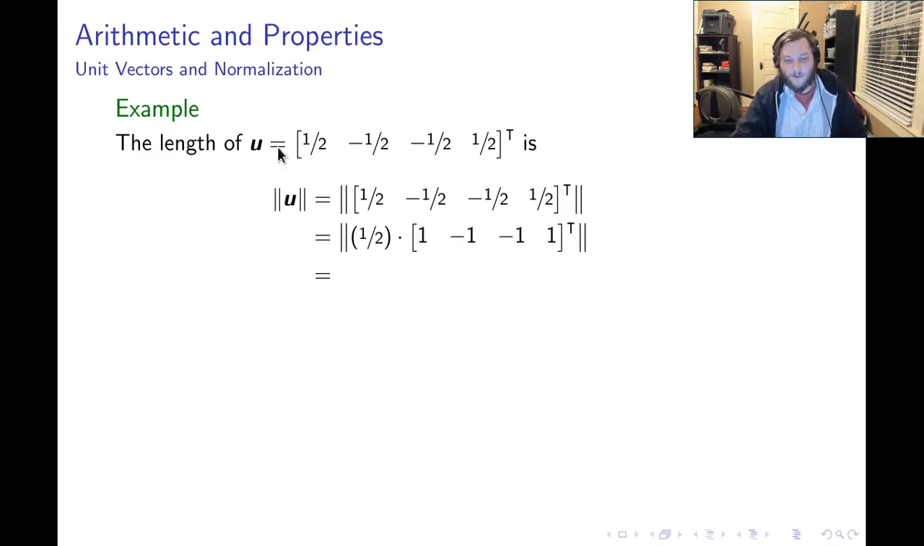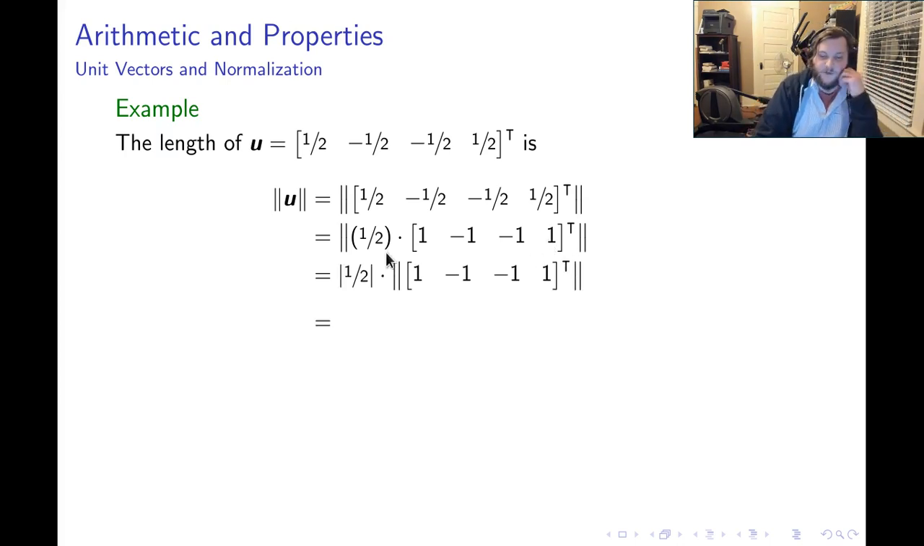So instead, what I'm going to do is factor out the 1/2 from all of the coordinates. So now I'm looking at the length of the vector 1/2 multiplied by (1, -1, -1, 1). And as we've seen before, we can factor out scalars from lengths in absolute value. So now I can factor out the absolute value of 1/2 from my length calculation here. So now I'm looking at the length of the vector (1, -1, -1, 1).